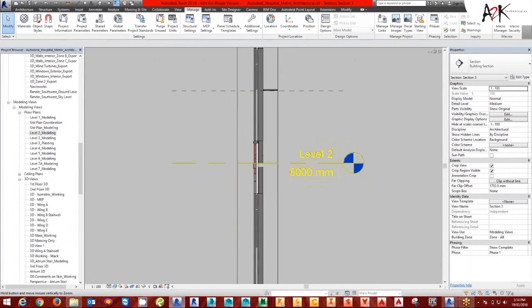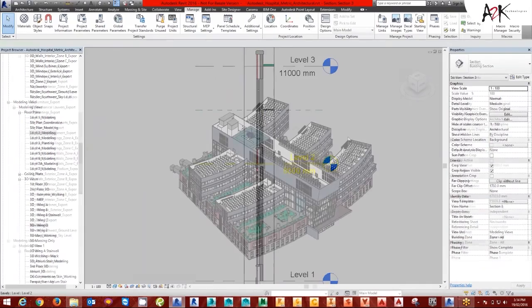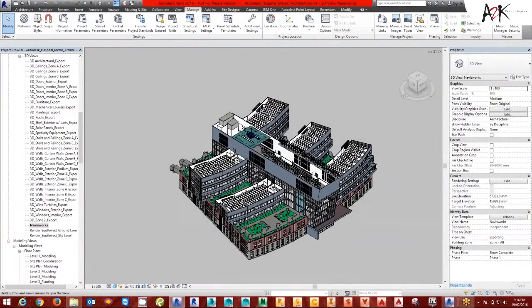The course is designed for new users of Revit architecture and no previous CAD experience is required.